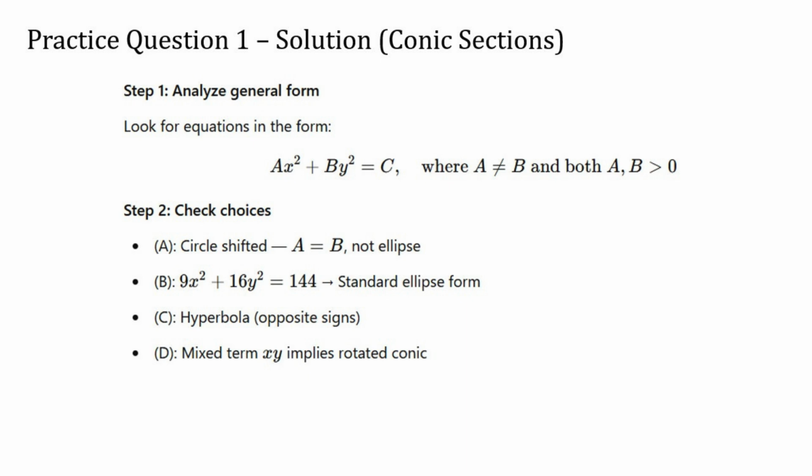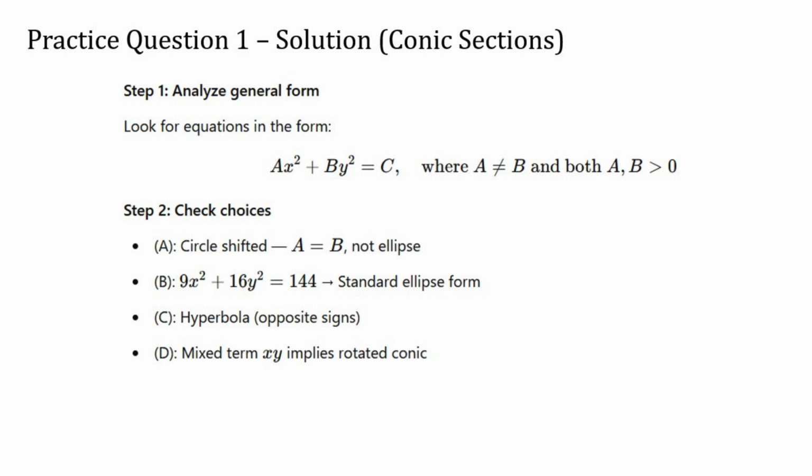We eliminate the first choice because it represents a circle. A and b are equal, which means it doesn't meet the condition for an ellipse. Next, the second choice fits the general form we're looking for. The coefficients of x squared and y squared are positive but not equal, and there's no xy cross term, which is a strong indicator that this is an ellipse.